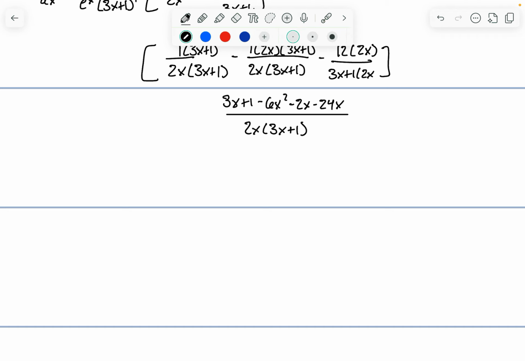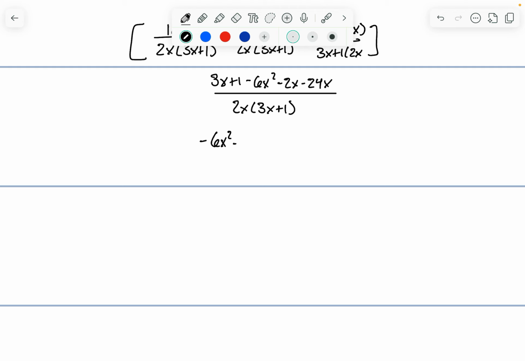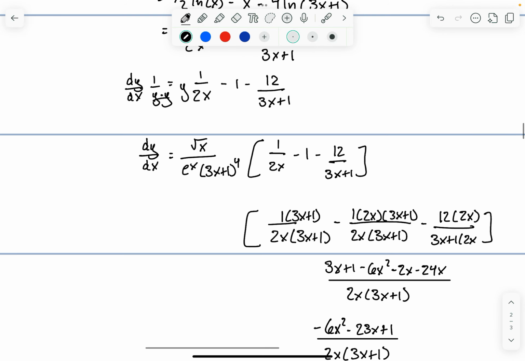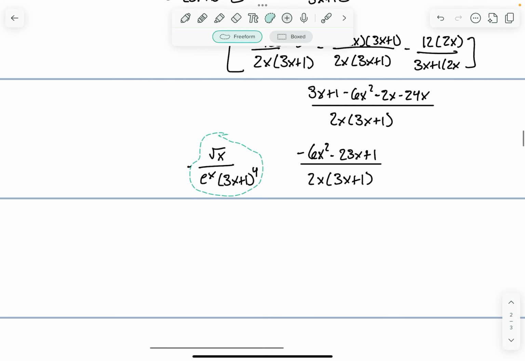So the negative 6x squared is going to stay the same, and then this is going to turn into negative 23x plus 1 all over 2x times 3x plus 1. And then we can bring this back down with us so we can continue to solve the equation.